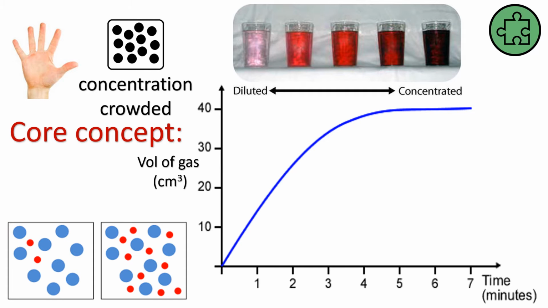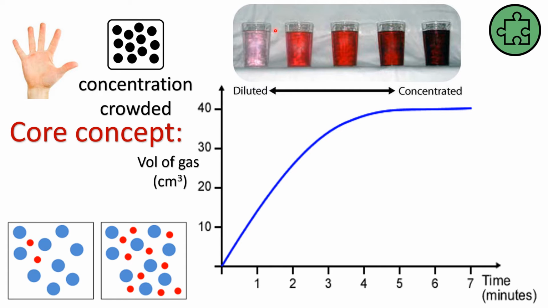For concentration, the key word is crowded. If you look at the pictures down here, the diagrams, in this one there are not as many reacting particles in a given volume, whereas here there are more particles in the same space, so it's more crowded. If you look at this picture up here, this might be something more familiar to you. This is concentrated versus dilute Ribena. So here there are more, if you will, flavour particles in the same amount of space or the same volume.